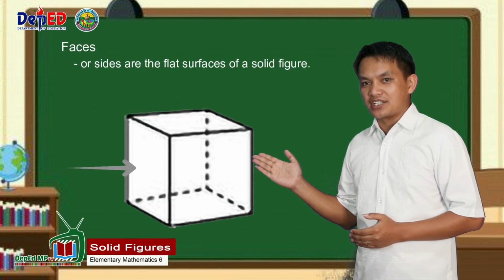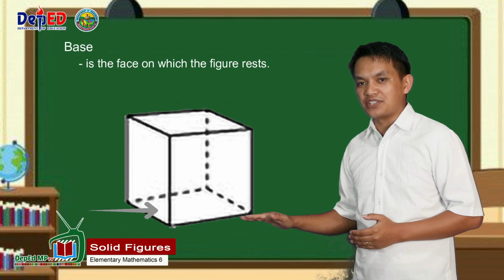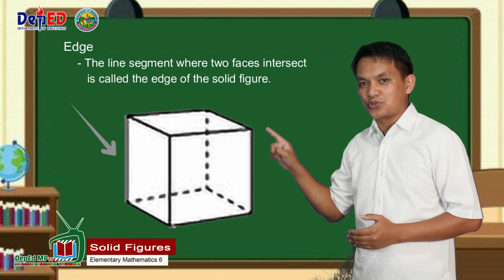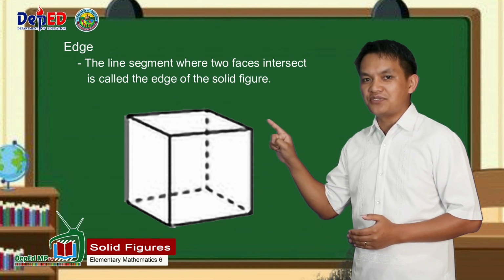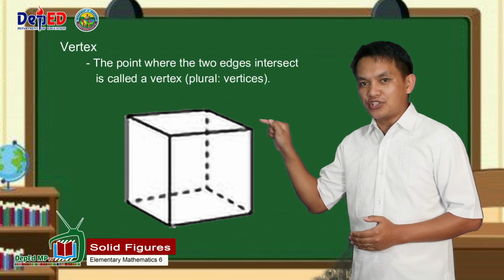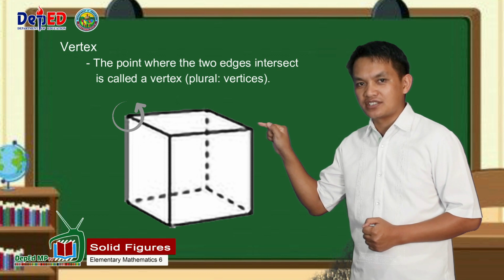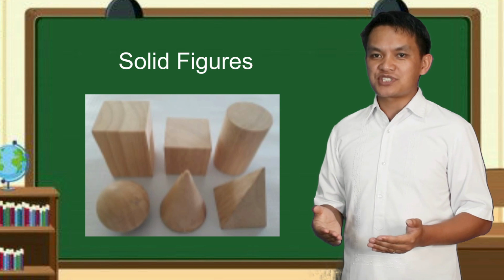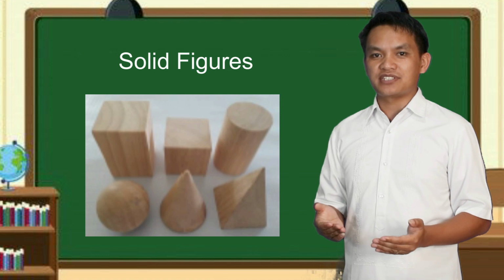Faces or sides are the flat surfaces of a solid figure. The base is the face on which the figure rests. The line segment where two faces intersect is called the edge of the solid figure. The point where the two edges intersect is called a vertex. Solid figures include cubes, prisms, pyramids, cylinders, cones, and spheres.